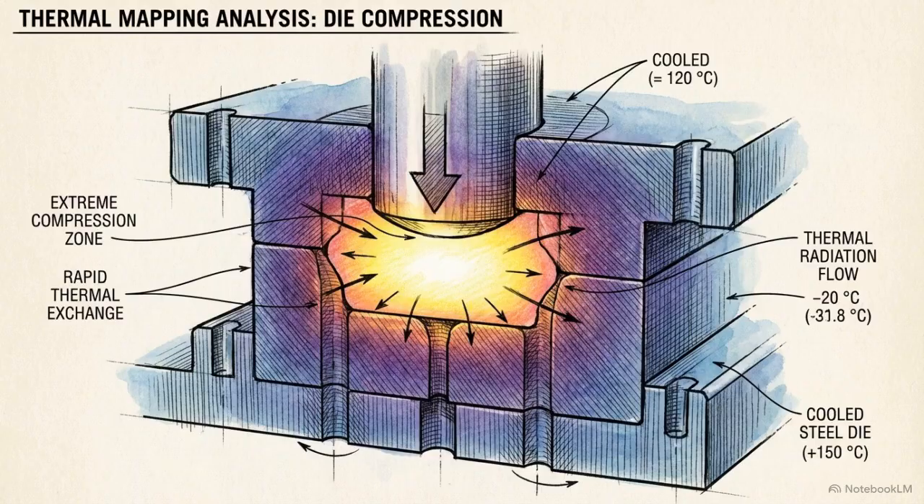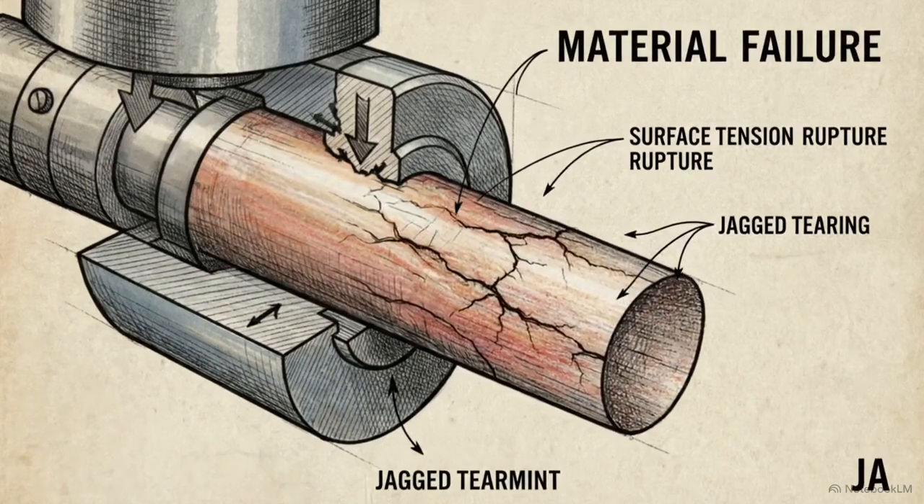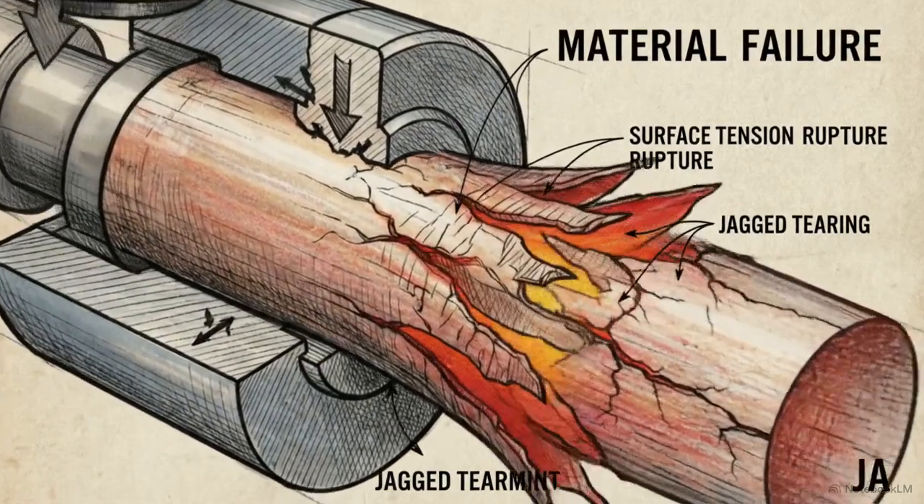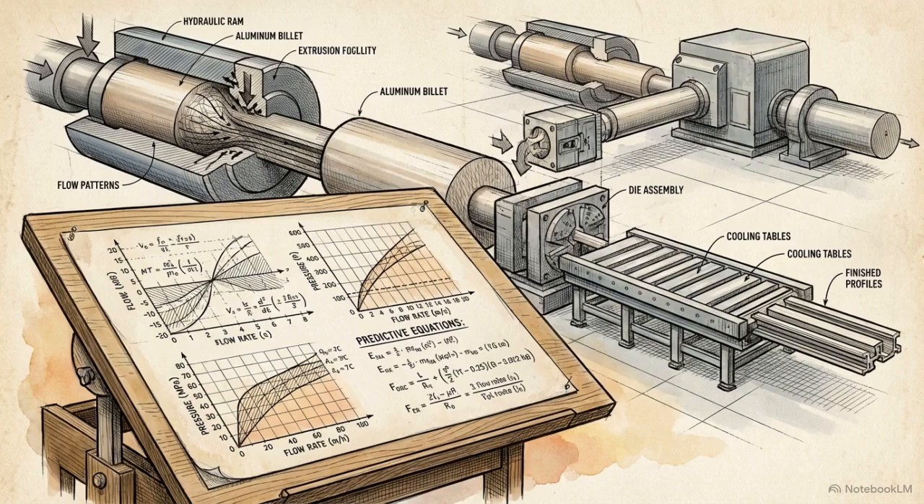Finally, if the ram moves too fast, we encounter surface cracking. High ram speeds generate heat faster than the metal can conduct it away. This rapid thermal spike causes the outer skin of the part to literally tear open as it exits the die. Extrusion is a problem of calculated optimization. A raw billet only becomes a reliable structural component when the mathematical model correctly predicts the interplay of heat, geometry, and mechanical pressure.